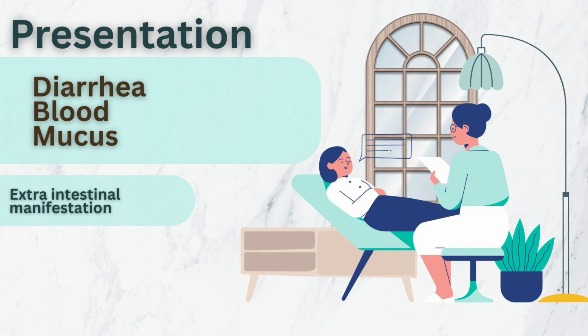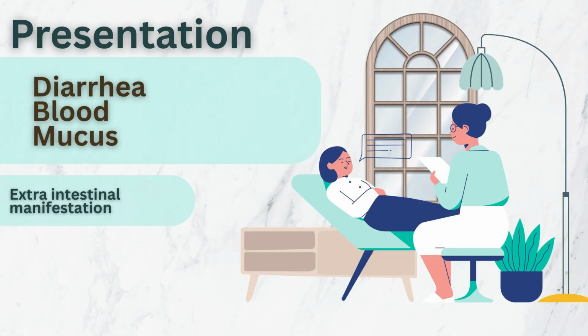So how does the patient present? What are the clinical manifestations? They have diarrhea, they have blood and mucus produced in addition to diarrhea. As you can see in IBS, we only had diarrhea. So your blood and mucus is produced in addition to that because of the inflammation. They also have extraintestinal manifestations. These are because of the immune reactions.